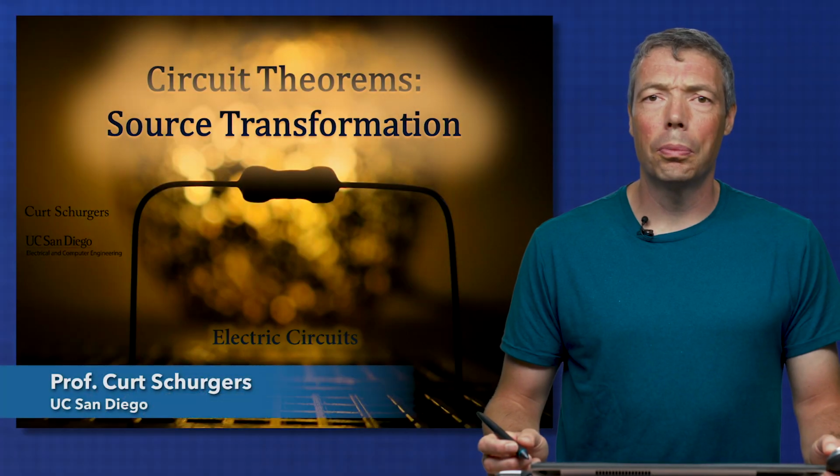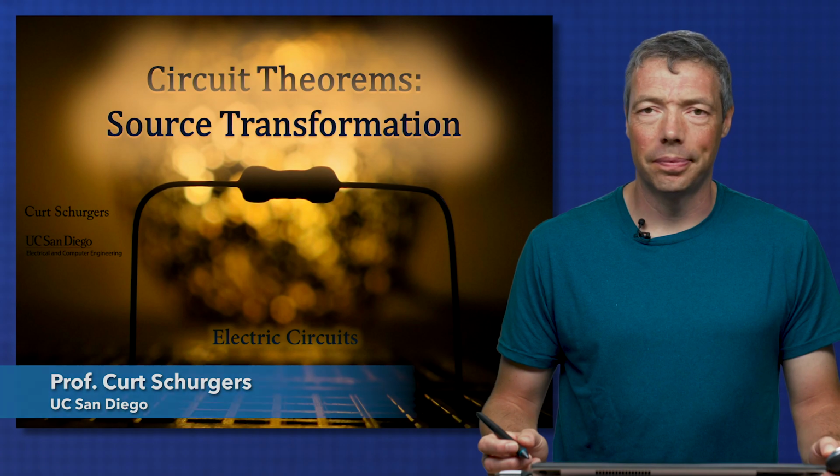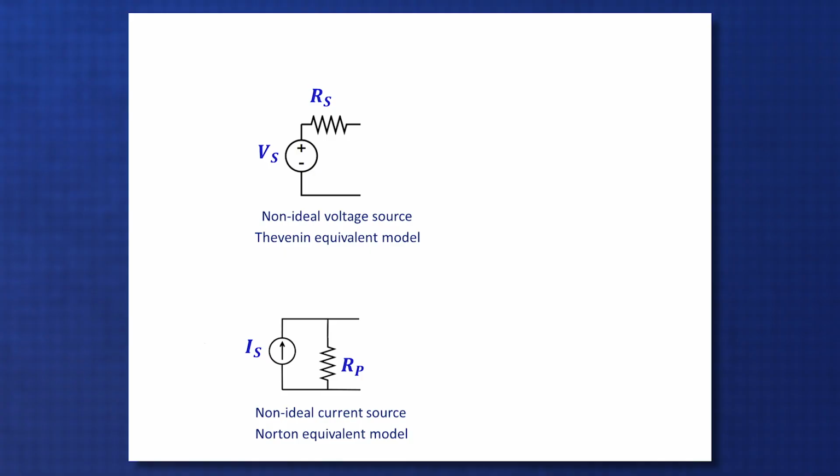In this video, we'll be talking about source transformation. Basically, what it means is that I can transform or replace the circuit at the top here with the circuit here at the bottom, or vice versa. So anywhere in my largest circuit, I have these two sub-circuits. I can replace one by the other.